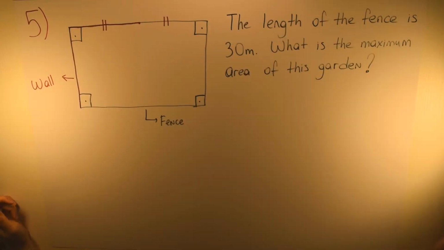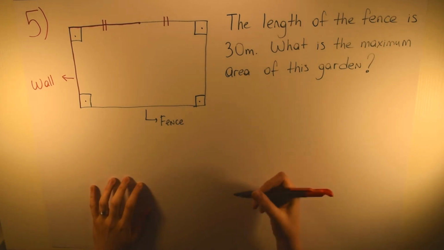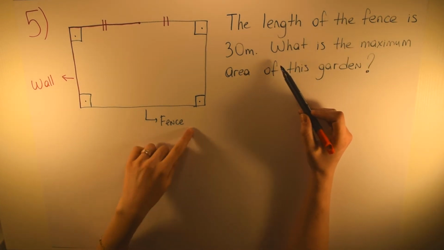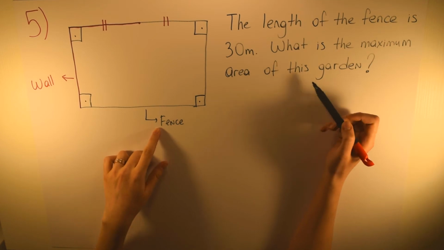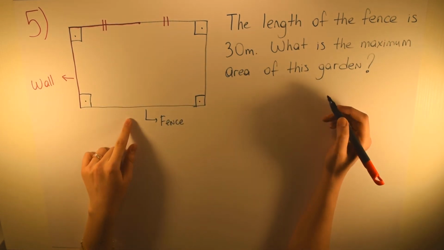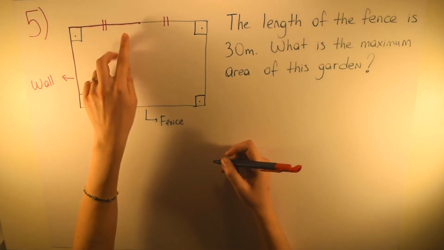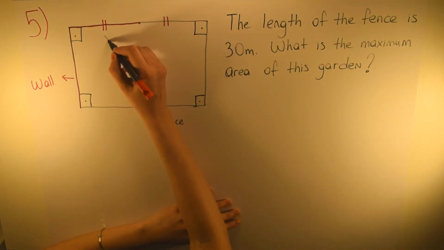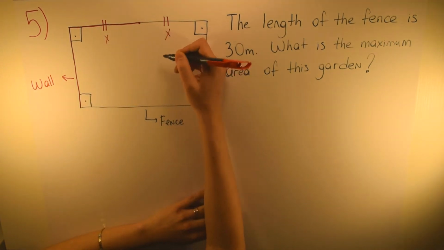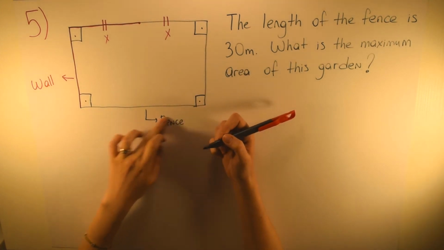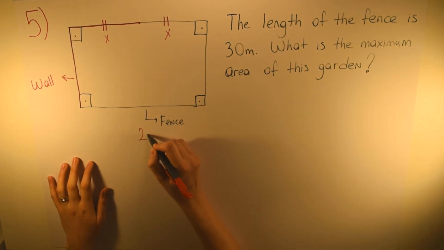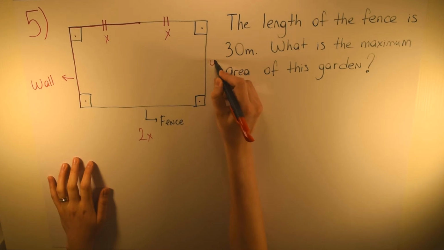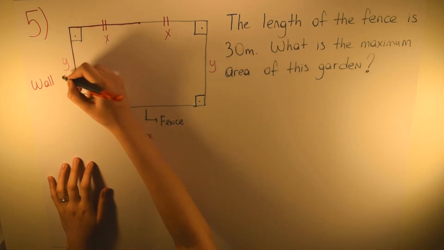Now let's continue with our fifth question. Here we have the length of the fence is 30 meters. What is the maximum area of this garden? Here we know that these are equal to each other. So let's say this one is x, this one also is x. So this length also would be equal to 2x, right? Let's say this is y and this is also equal to y.